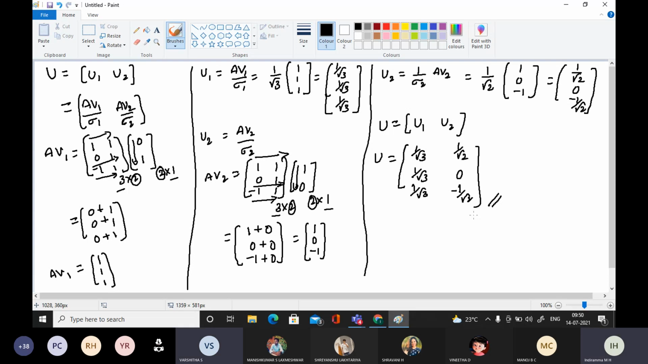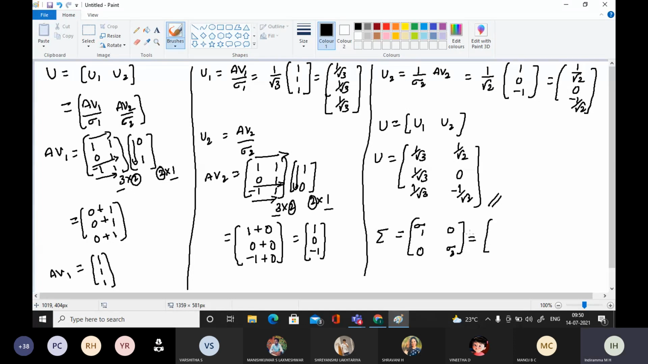Okay. Next, after finding U, what should we find? AV equals U sigma. Sigma we should find, right? Yes, ma'am. What is sigma? Sigma is a diagonal matrix. What are the diagonal elements? Sigma 1, sigma 2. It is small sigma, it is capital Sigma, like capital A, small a.